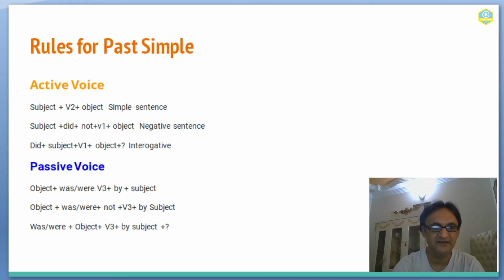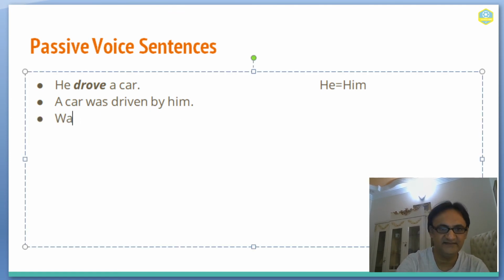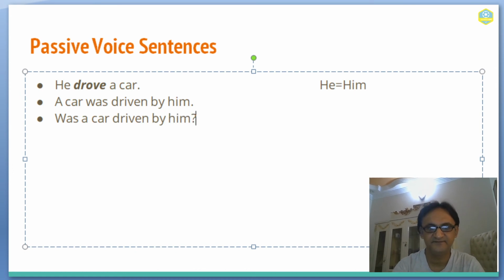We have to bring this part, this one: was a car driven by him. Put the question mark. If you want to make a sentence negative, I'll be using not. So here I'll be telling you, you can use it or you cannot use it, depending on you.